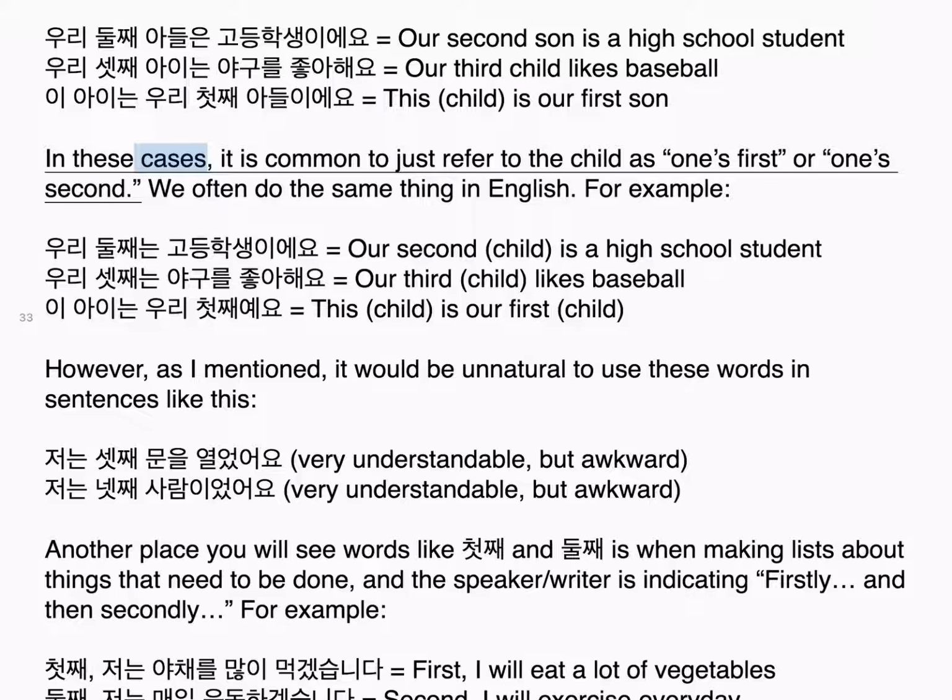In these cases, it is common to just refer to the child as one's first or one's second. We often do the same thing in English. For example, 우리 둘째는 고등학생이에요. Our second child is a high school student. 우리 셋째는 야구를 좋아해요. Our third child likes baseball. 이 아이는 우리 첫째예요. This child is our first child.